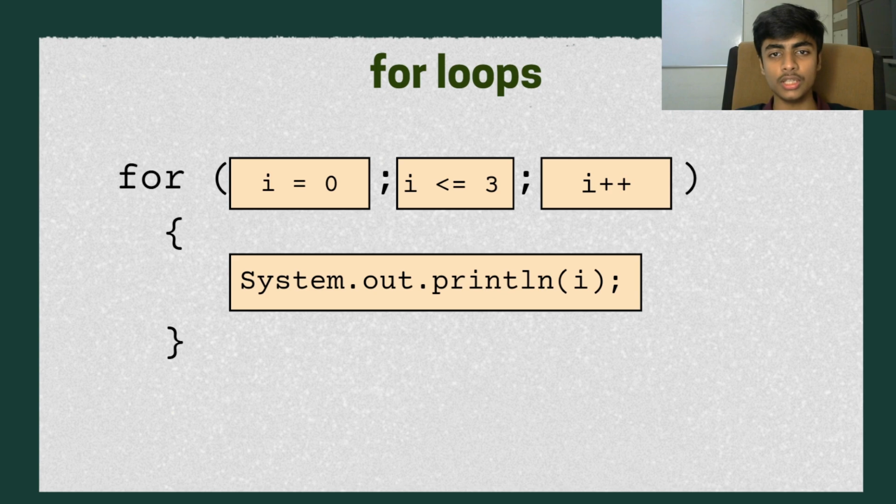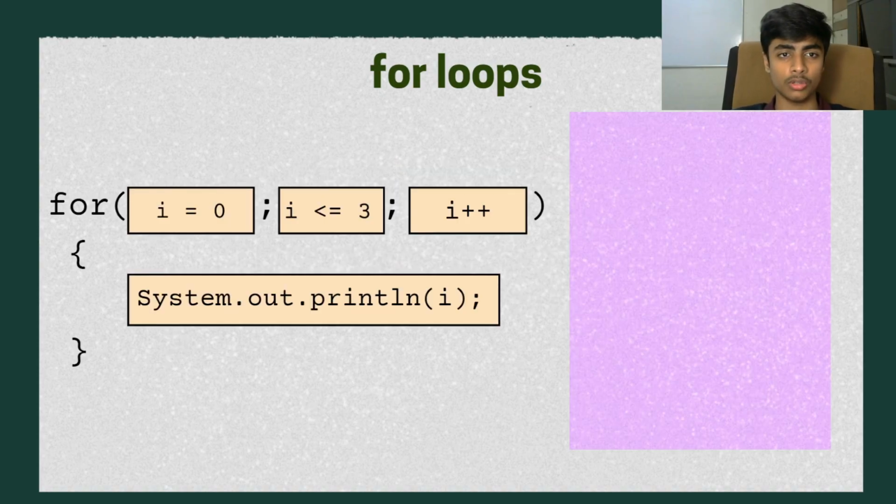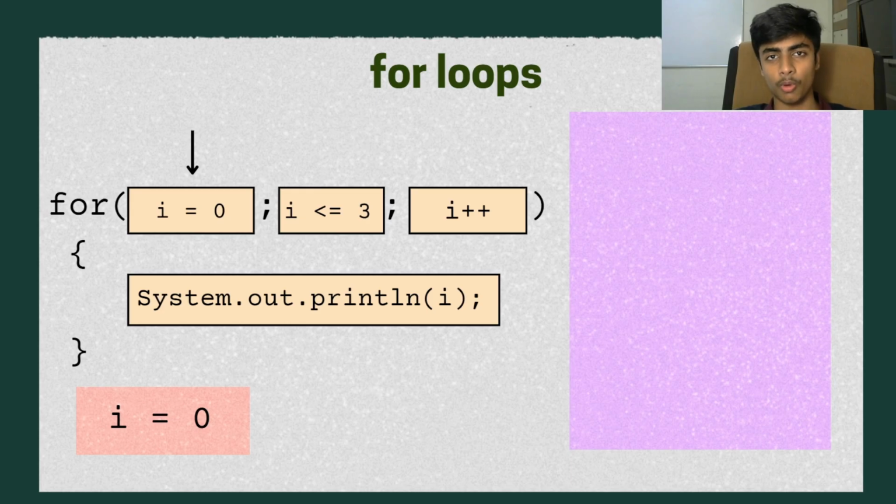Now, let's actually give some values to the different parts of this loop and let's try to execute this. Let's add this purple box as our output window. Remember, we're always going to start with the initialization. We're going to need to initialize the value of the iterator. Here, I made an orange box to just track the value of I as we keep executing this loop. So first, we're going to start with I is equal to 0. We're going to give it the initial value 0.